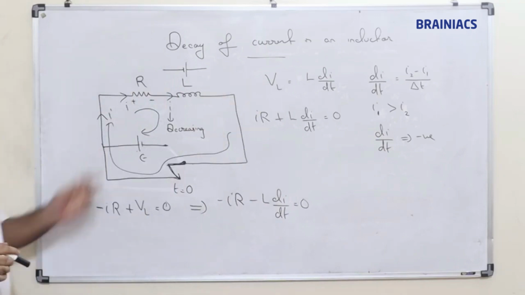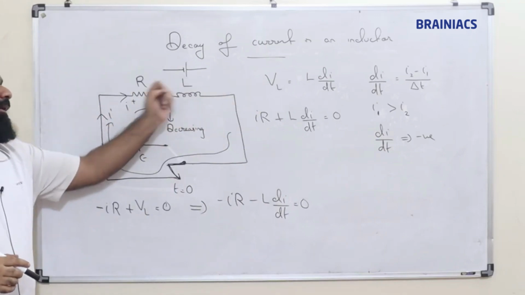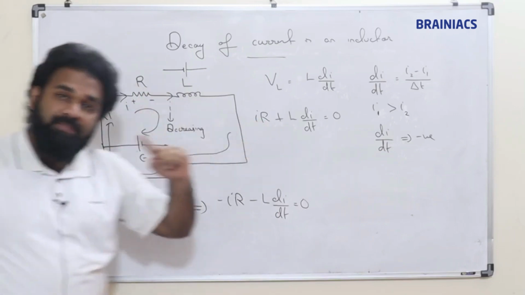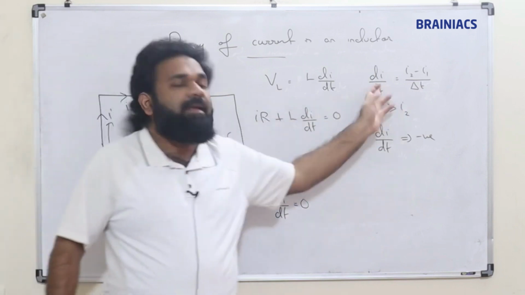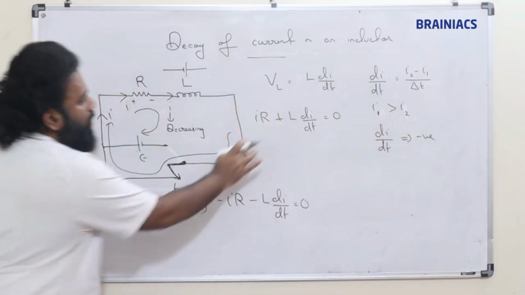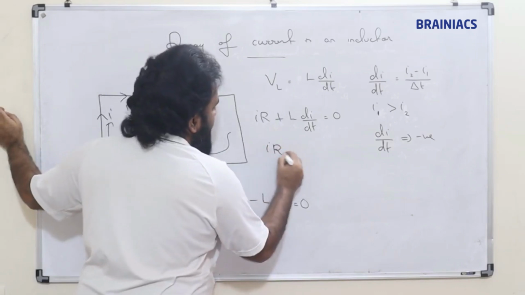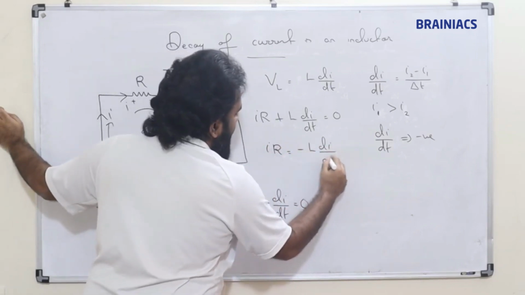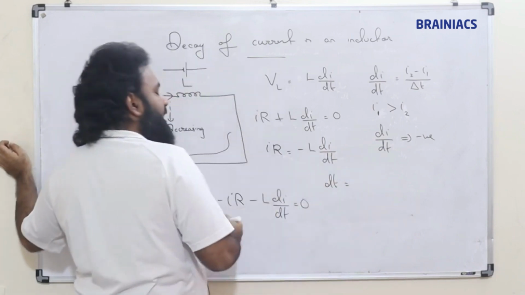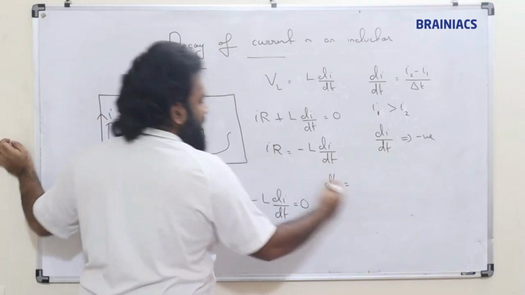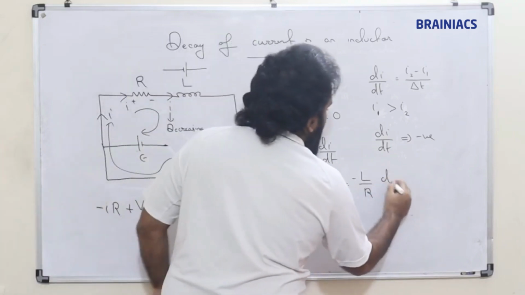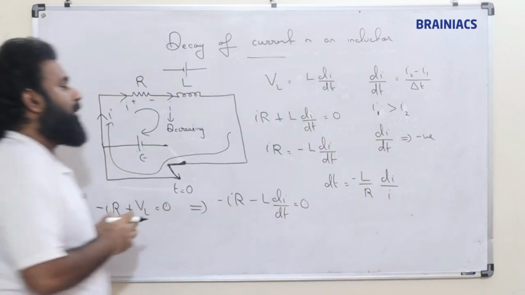Clear? Actually this polarity should come like this, but we consider di by dt negative. Previously we did not consider that because di by dt was positive as the current was growing. Clear? Now IR is equal to minus L di by dt, and dt is equal to, just like we did in the previous case, minus L by R di by I. Correct?